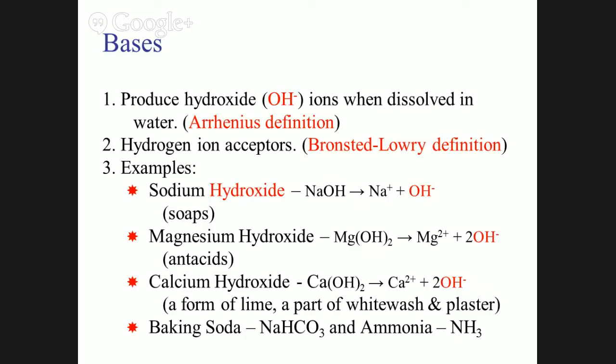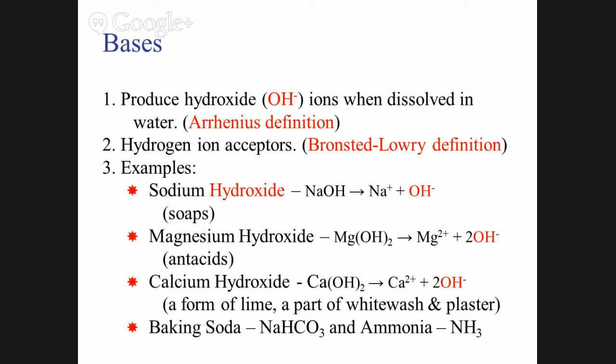Here we have some examples. Sodium hydroxide, NaOH, which breaks apart into a sodium ion and a hydroxide ion. These can be found in soaps. Magnesium hydroxide, Mg(OH)2, which forms a magnesium ion and two hydroxide ions. These are often found in antacids. Calcium hydroxide, Ca(OH)2, again forming two hydroxide ions, part of lime, whitewash, plaster.